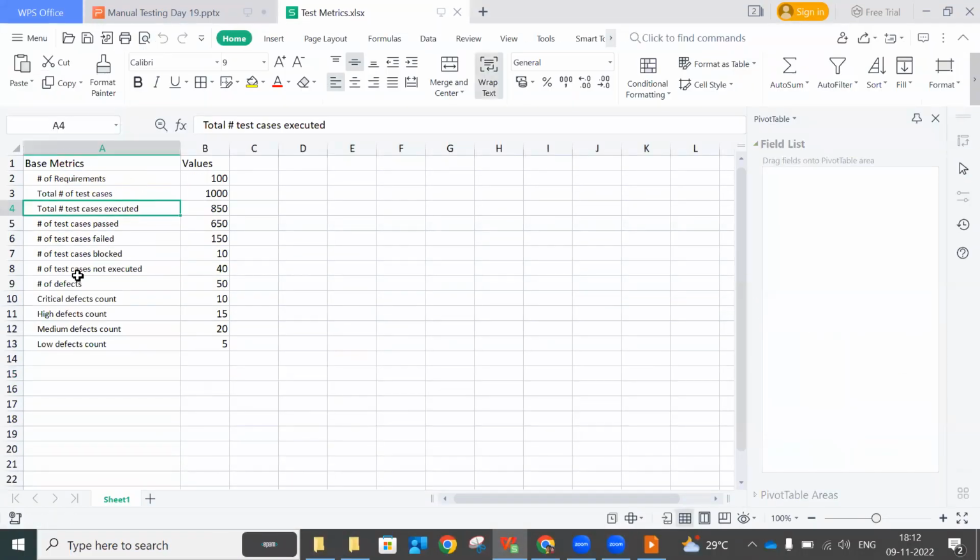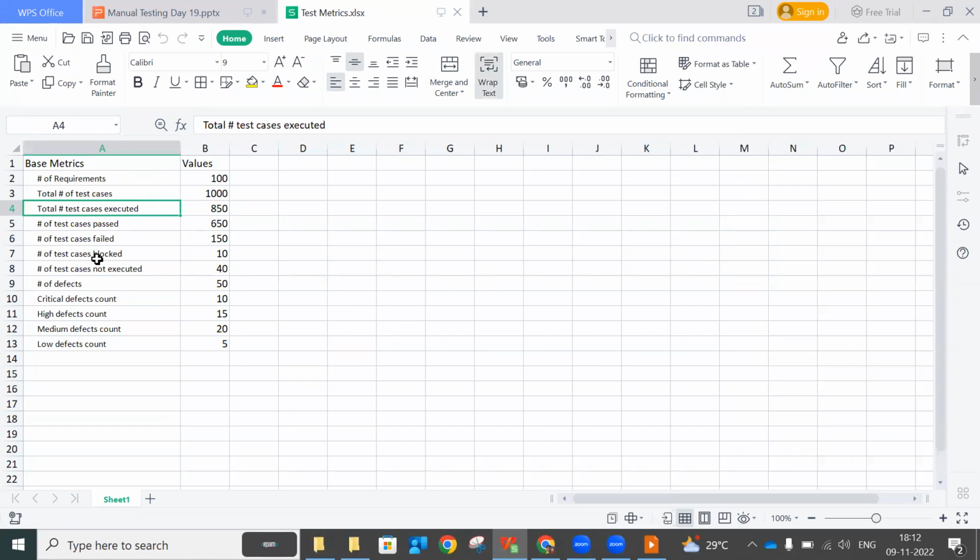So here I have the base metric values. We have total number of requirements as 100 and total number of test cases as 1000. Out of this 1000, I have executed only 850, and out of this 850, I have 650 passed, 150 failed, 10 blocked, and 40 not executed. The total number of defects I have found is 50, and out of these defects I have 10 critical, 15 high, 20 medium, and 5 low. So these are the base metrics.